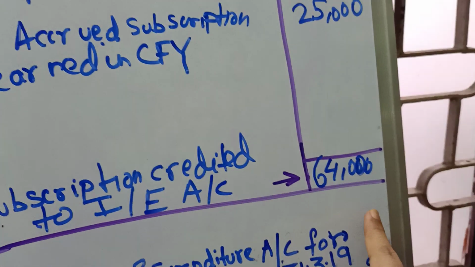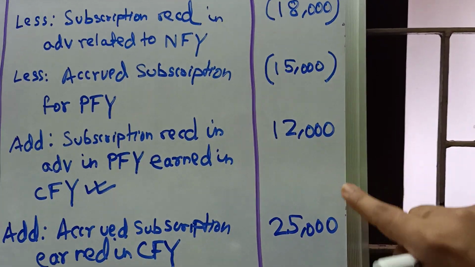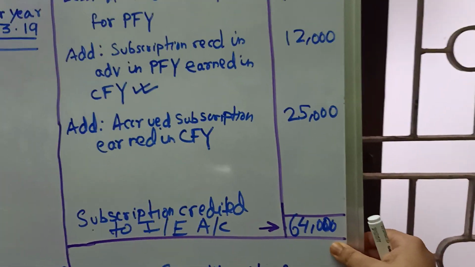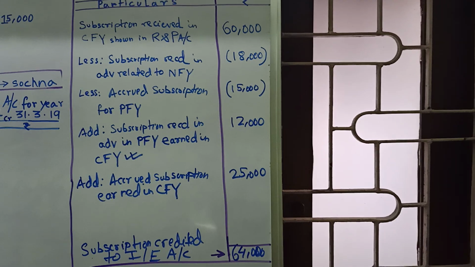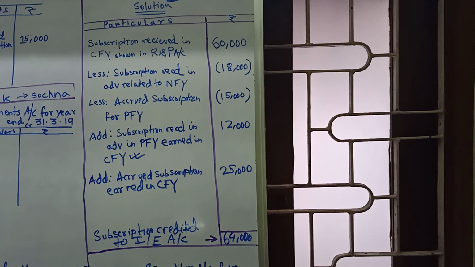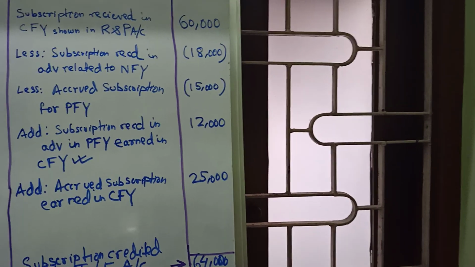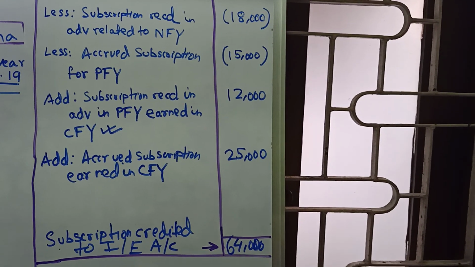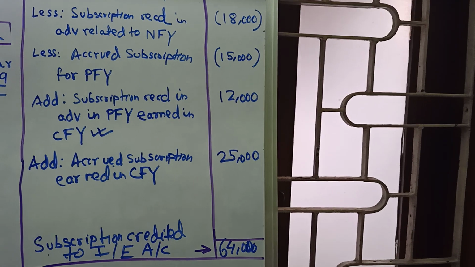That means this 64,000, that is 60 less 18 less 15, adding 12 and 25, 37, that stands for 64,000. This 64,000 is the amount, as you can see from here, shall be considered as the income that is truly recognized and earned as the main source of revenue for the non-profit organization for the current financial year 18-19.